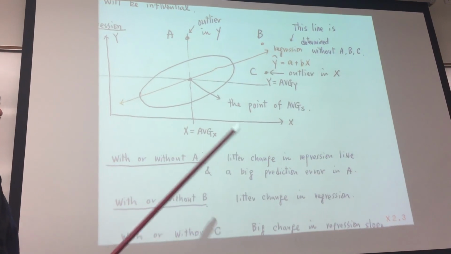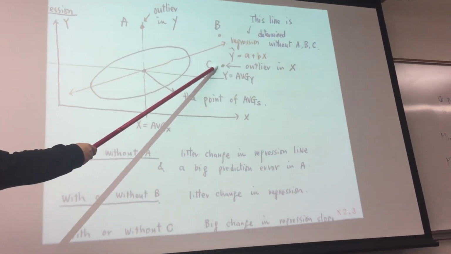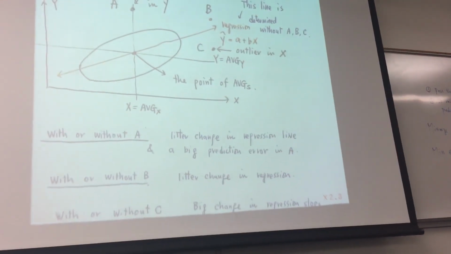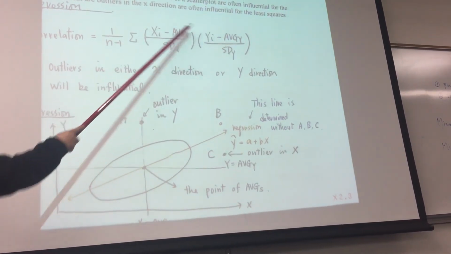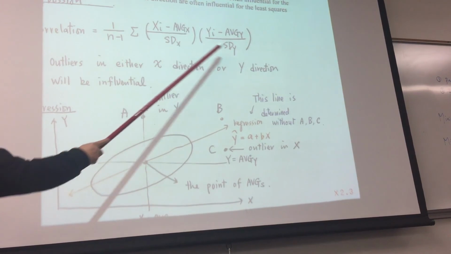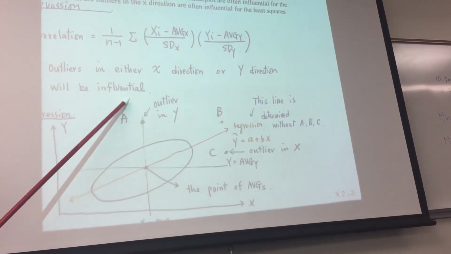So regression usually only considers an outlier in the X direction as influential. But in correlation, both X and Y outliers affect average X, average Y, standard deviation X, and standard deviation Y. So in both directions, they are considered influential. Is that okay?